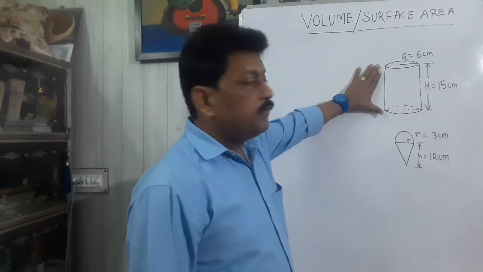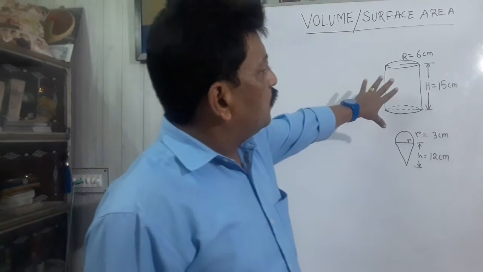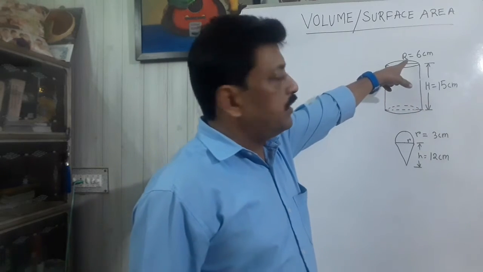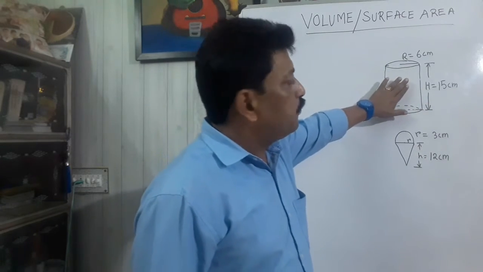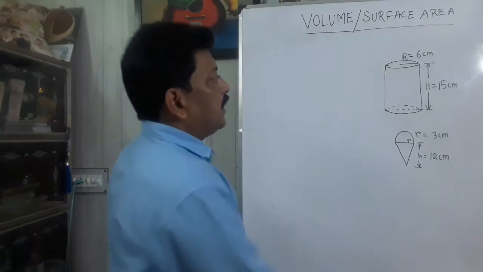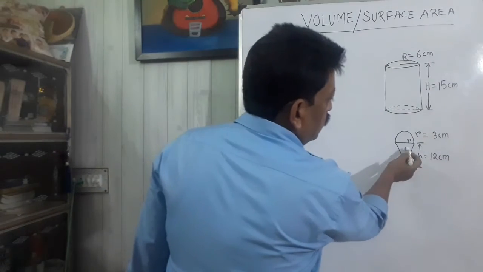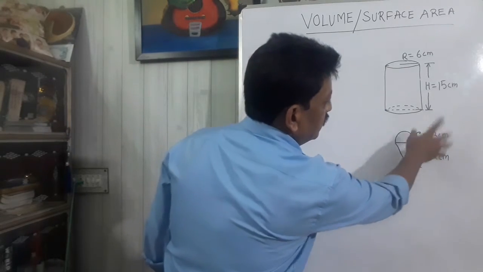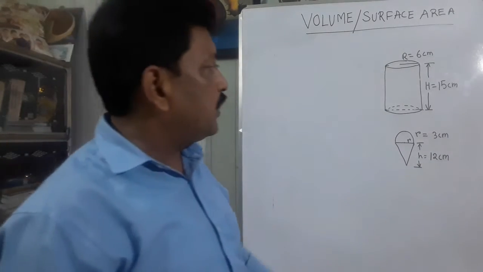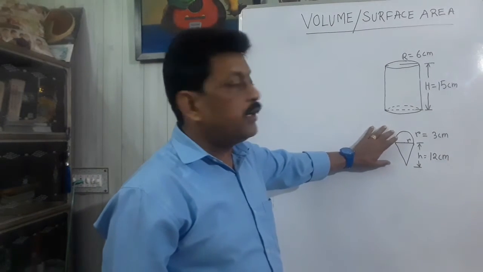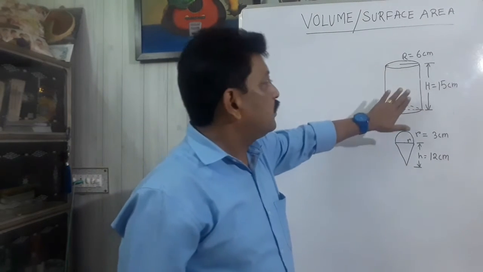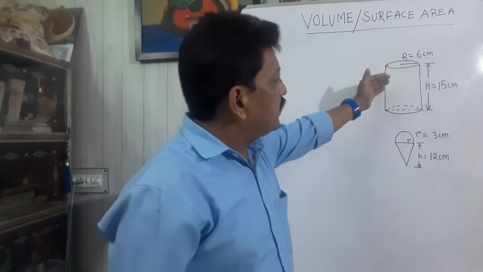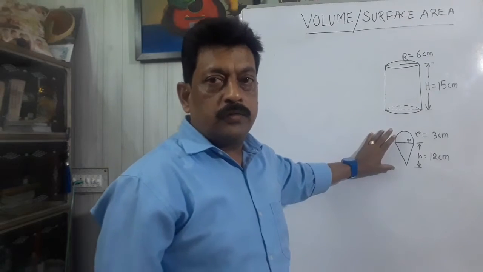Here is another example. It is a cylinder whose height is 15 centimeter, as you can see from the diagram, and radius is 6 centimeter. It is full of ice cream, and this ice cream is transferred to a number of cones whose height is 12 centimeter and radius is 3 centimeter. We have to find how many cones are required for this purpose. The cylindrical can is totally full of ice cream, and this is to be transferred into the cones.